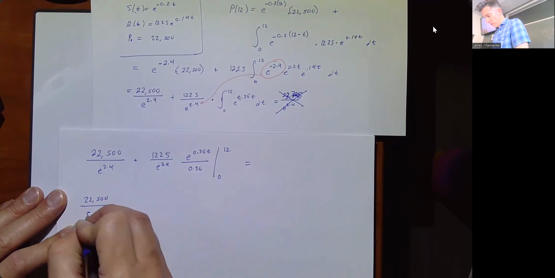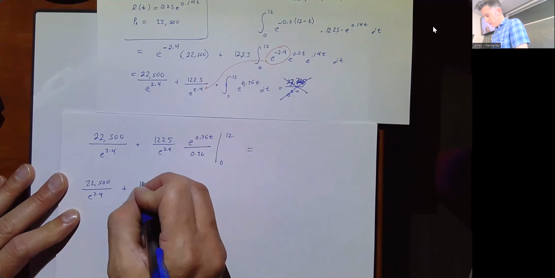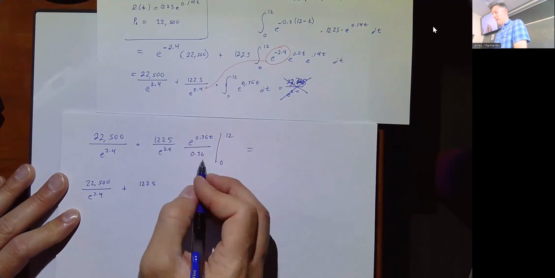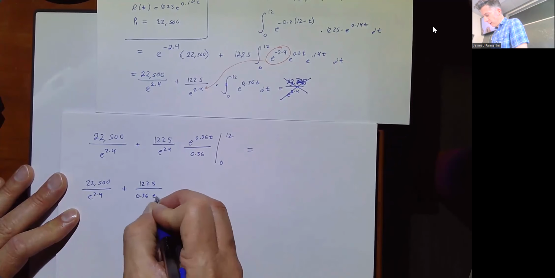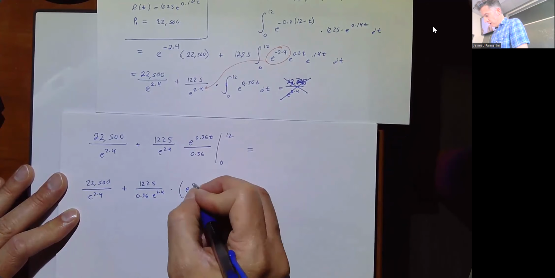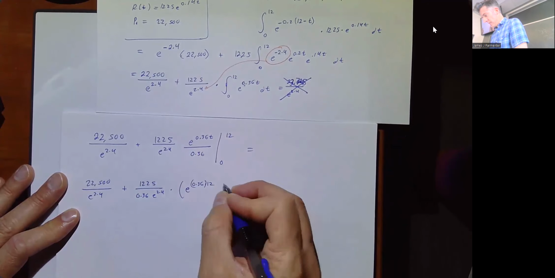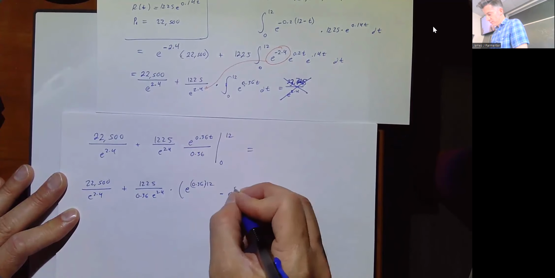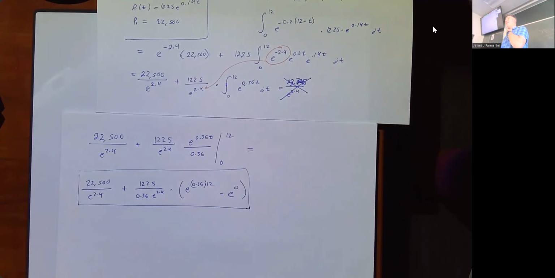And finally, we're going to get 22,500 over e to the 2.4 plus gross numbers here, 1225. I bet 1225 divided by 0.36 turns out to be nice, but I'm not going to bother to find out right now. And then we're going to get e to the 0.36 times 12 minus e to the 0.36 times 0. And even though it's gross, not as terrible as it might seem.